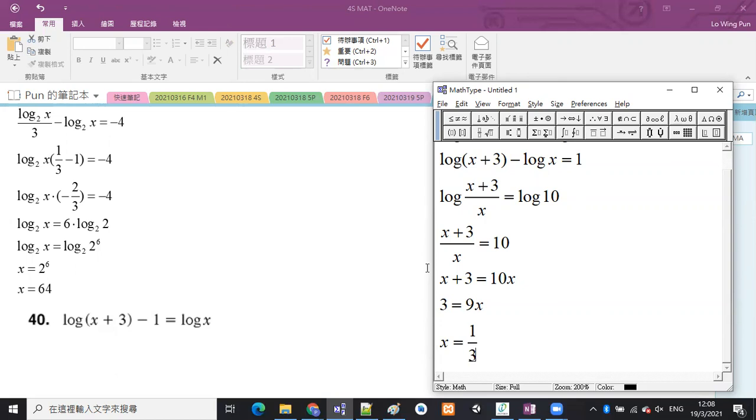It's okay. And you need to put this answer back into the original equation to see whether you get log of a negative number. But no, this time, so that is okay.